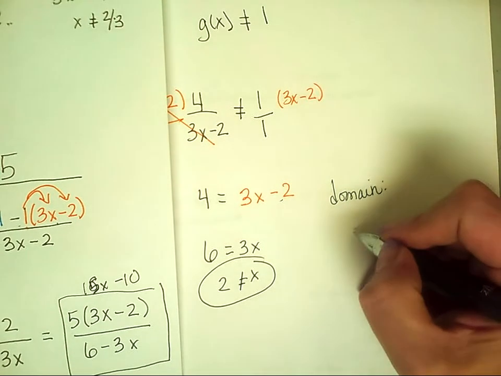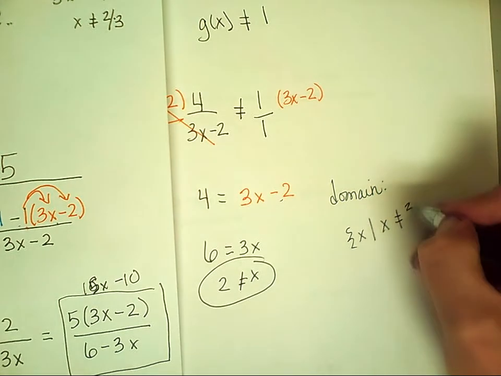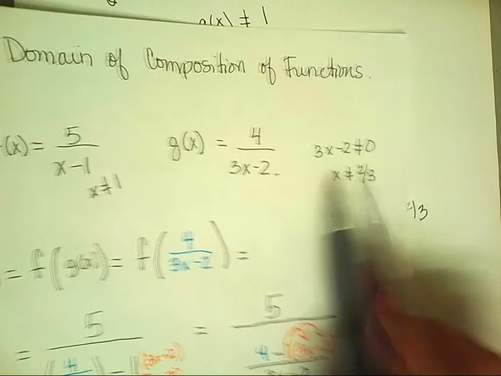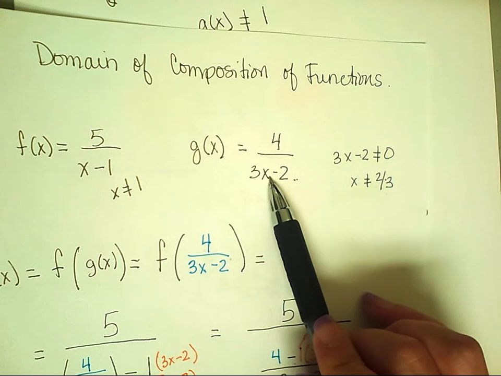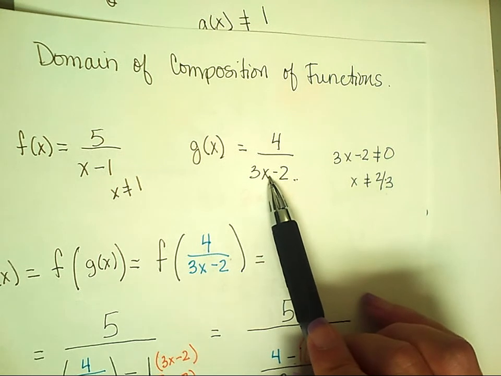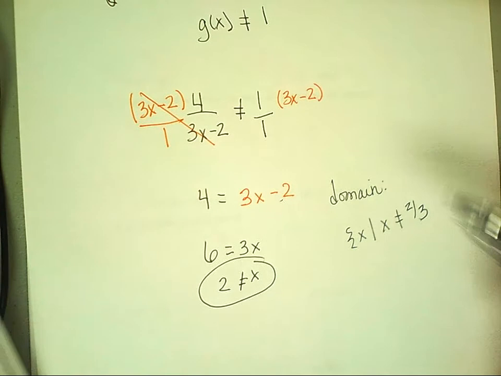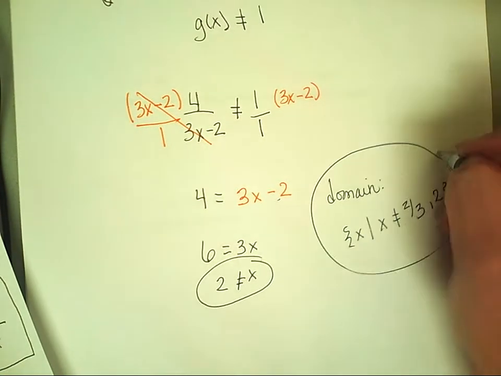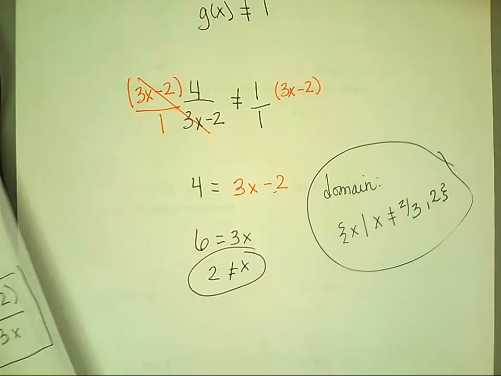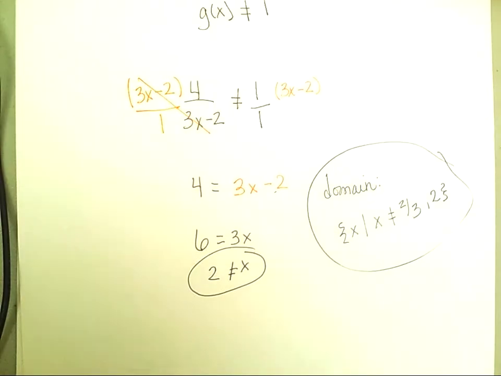So our total domain for this function is the set of all x such that x cannot equal 2/3, because if x equals 2/3, the inside function goes undefined. Okay? And then x cannot equal 2. So this is the domain of the composite function. It is the intersection of the two.